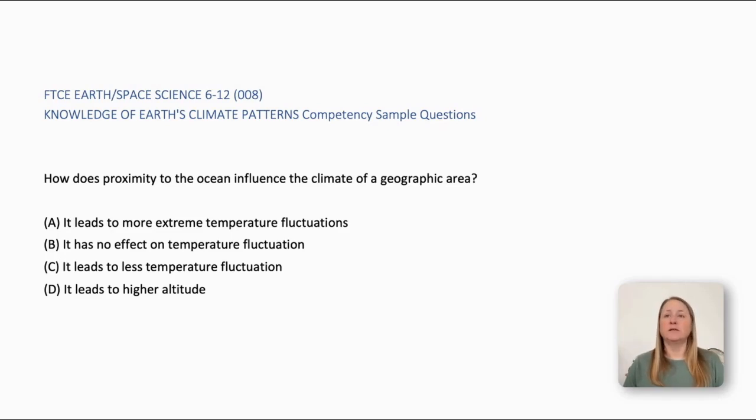A is incorrect because the ocean evens out temperatures. It doesn't make them more extreme. B is incorrect because the ocean has a big effect. It moderates temperature. D is incorrect because altitude is about elevation, not closeness to the ocean. The correct answer is C. Proximity to the ocean leads to less temperature fluctuation because large bodies of water absorb and store more heat effectively than land, moderating the temperature of the nearby land throughout the year.